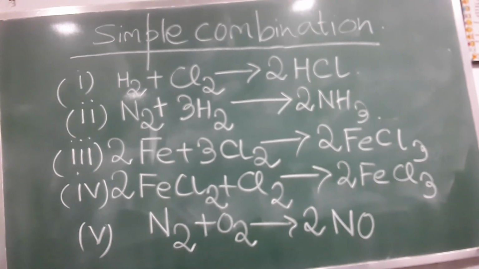In the fourth reaction, ferrous chloride reacts with chlorine to form ferric chloride. And in the fifth reaction, nitrogen reacts with oxygen to form nitrogen monoxide. So these are the examples of simple combination reaction. Please write it down in your exercise copy.